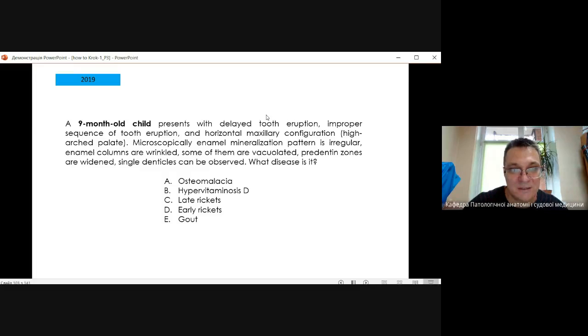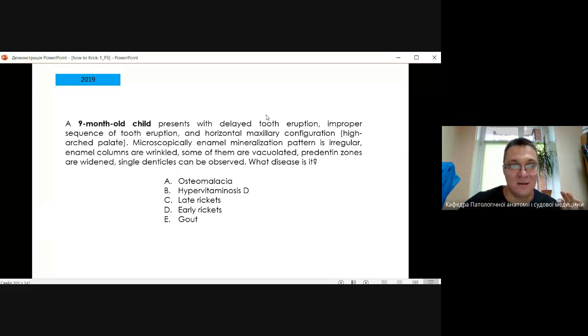A 9-month-old child presents with delayed tooth eruption, improper sequence of tooth eruption, and horizontal maxillary configuration, high arched palate. Microscopically, the enamel mineralization pattern is irregular. The enamel columns are wrinkled. Some of them are vacuolated. The pattern zones are okay. Everything is about the rickets.